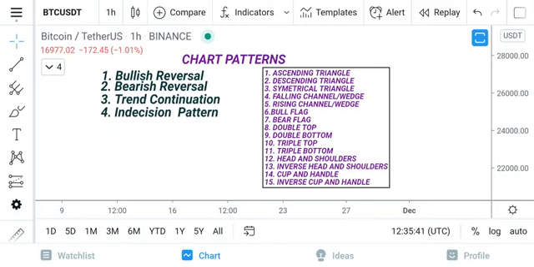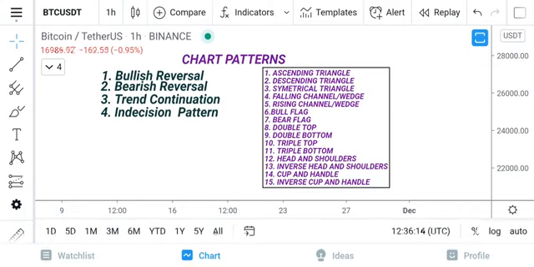So a bearish reversal chart pattern is just the opposite of bullish. For example, if the price is going up and you notice a bearish reversal chart pattern, it means that the trend is going to go downward. It means that the uptrend is coming to an end and the downtrend is about to start.